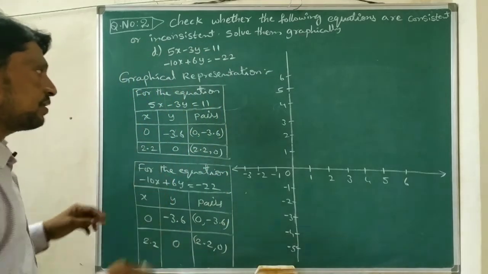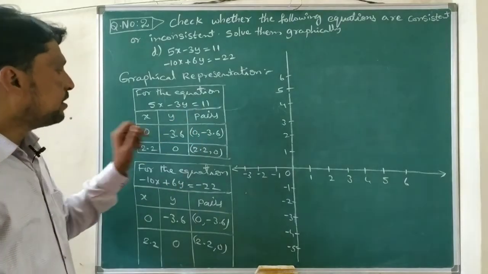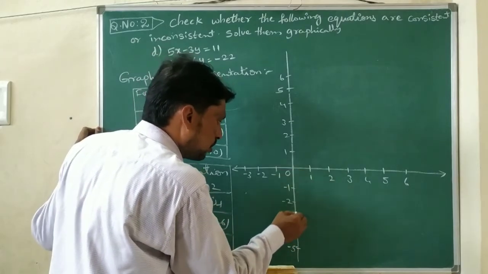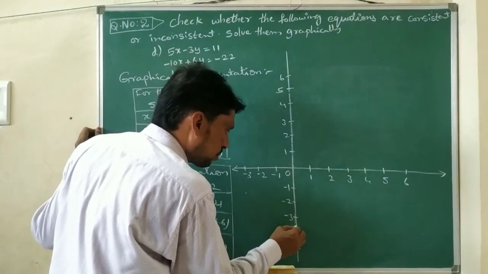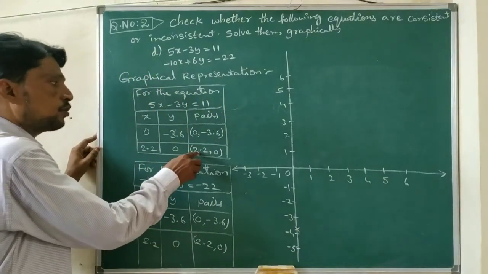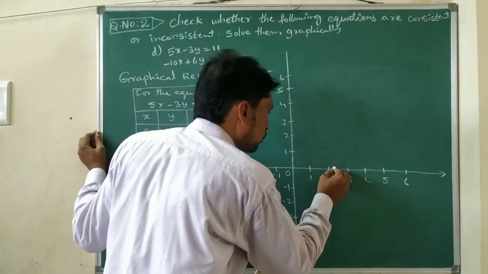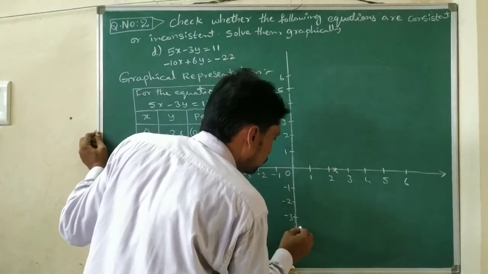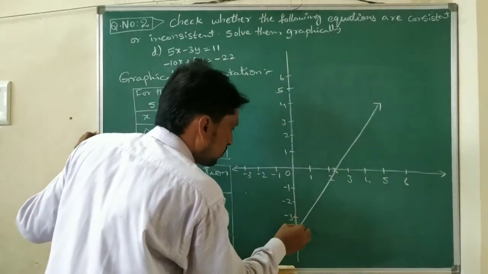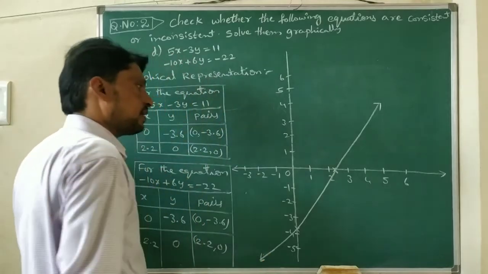Now you can plot the points. First pair is 0 comma minus 3.6. The x coordinate is 0, the y coordinate is minus 3.6. So x value is 0, y value is minus 3.6, means approximately we can get here. Next pair 2.2 comma 0. The x coordinate is 2.2, the y coordinate is 0. 2.2 means we can get here. So you can join the points. So we can get like this.